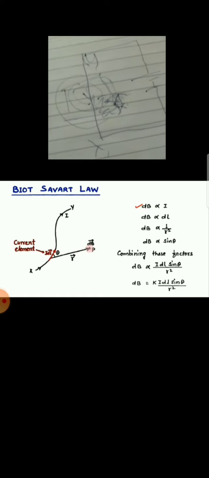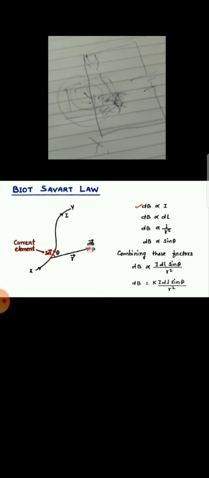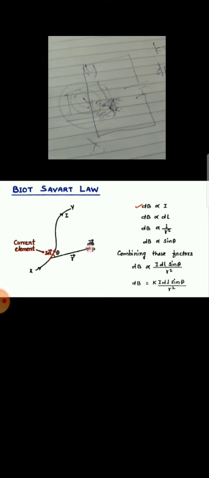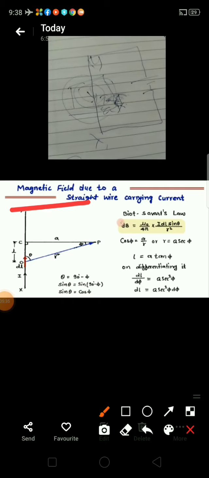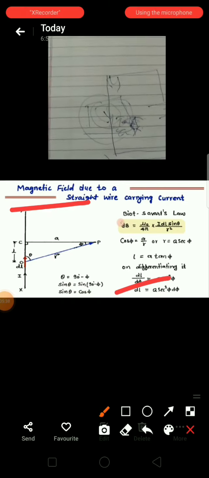Next, by the Biot-Savart law, there are two main applications. In today's class I will derive the first one, the magnetic field due to a straight wire carrying a current.